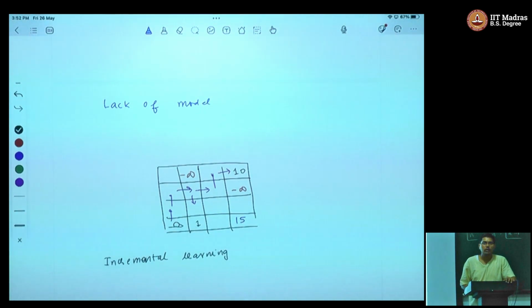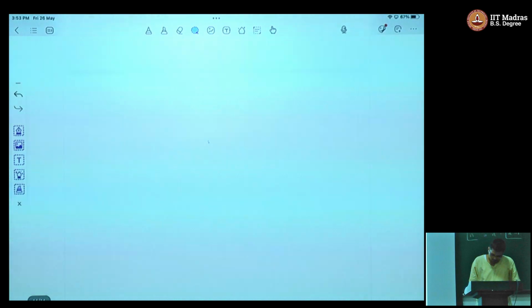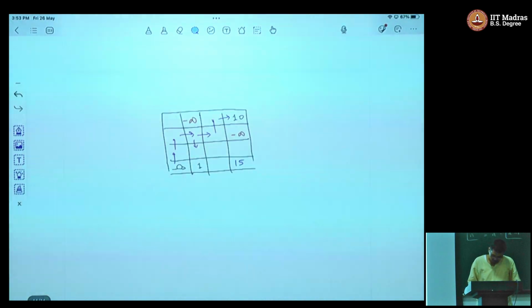Incremental learning means it will learn via some kind of step size based update. So what do I mean by that? Initially it will have no idea, right? Initially it will just think that everywhere it's only getting 0. It does not know anything, right? Everywhere it will think, oh, I am getting 0.